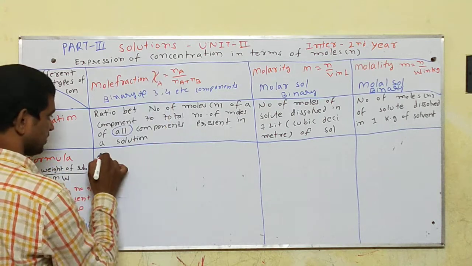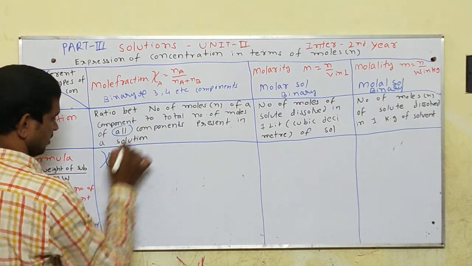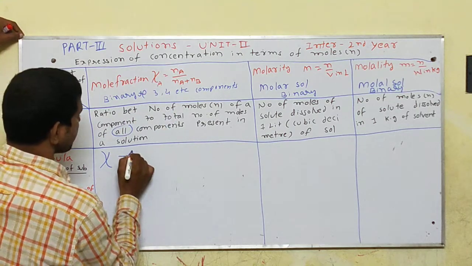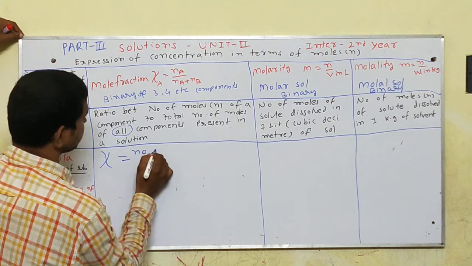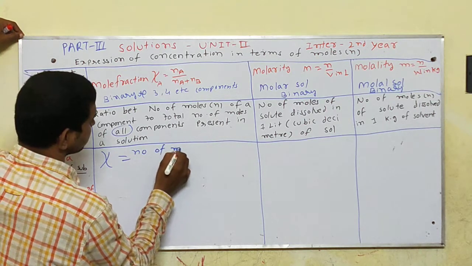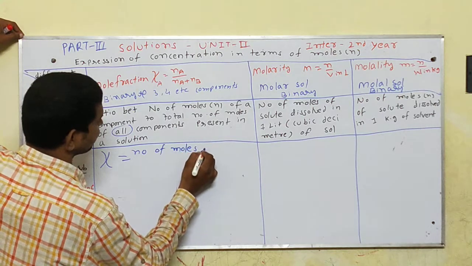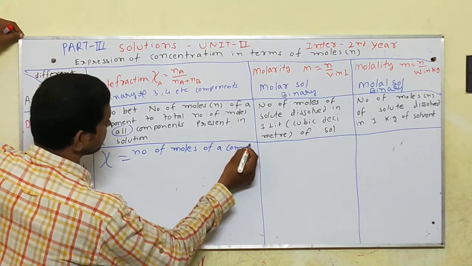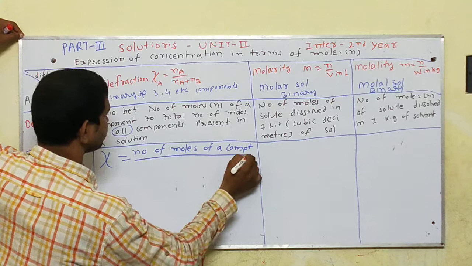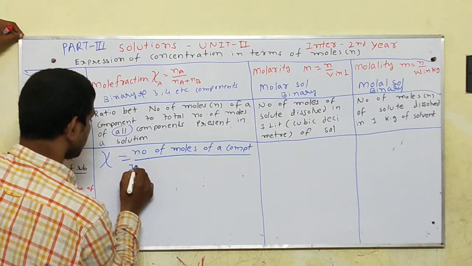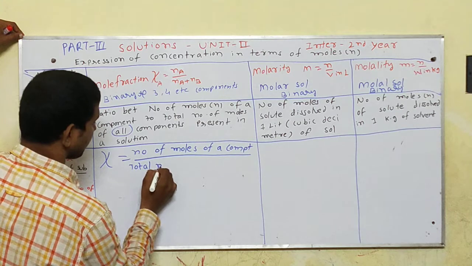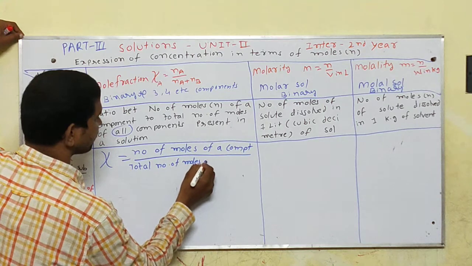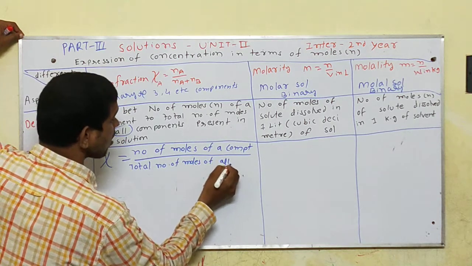It is denoted by X. X of a component is equal to the number of moles of a component divided by the total number of moles of all components.